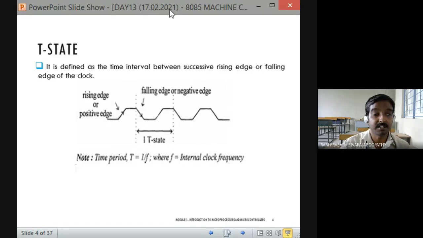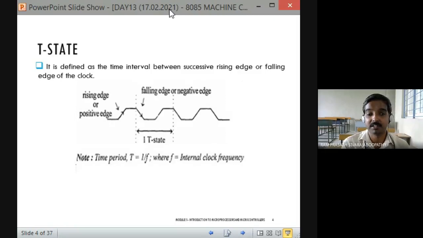Simply we can say it is the time period, which we have studied. The time period of a waveform means the time taken for one cycle. The same thing here also. To have some reference, we are denoting the time interval between the successive rising edges or falling edges like that. Clear? Okay. If my microprocessor is operating at 2 megahertz, you assume my microprocessor is operating at 2 megahertz.